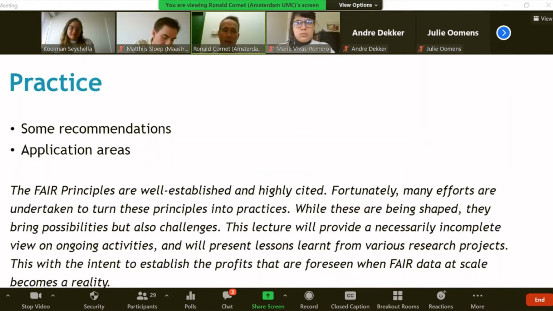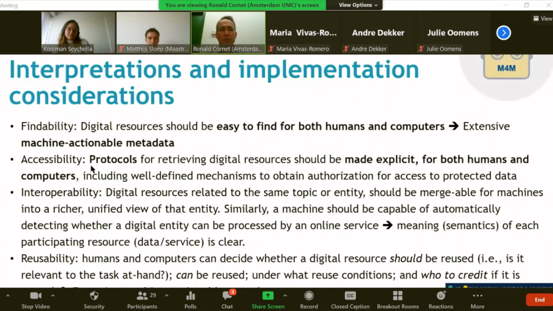And well, in this practice area, I'd like to look at some recommendations and application areas. And the recommendations came from a few projects, and afterwards I'd like to address a few of those projects that we've been working on. And this is just the text that was in the invitation, so you may recognize that. This is what I'd like to go through with you. So first on interpretations and implementation considerations.